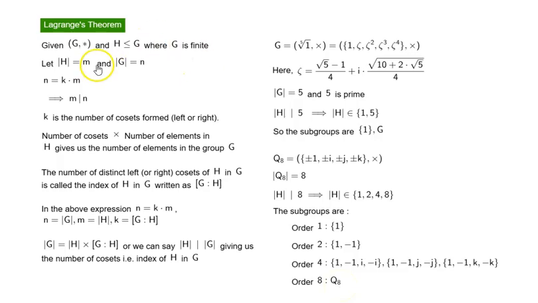So the beauty of Lagrange's theorem is that without actually knowing the cosets, we can directly figure out the number of subgroups that will be there and their different orders, or subgroups of different orders. So that was Lagrange's theorem.